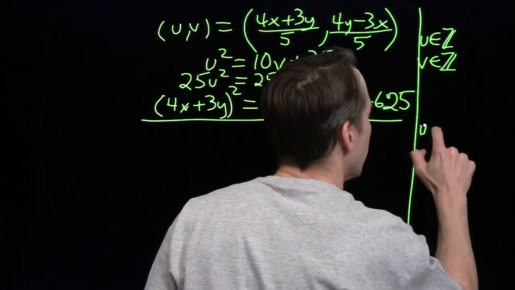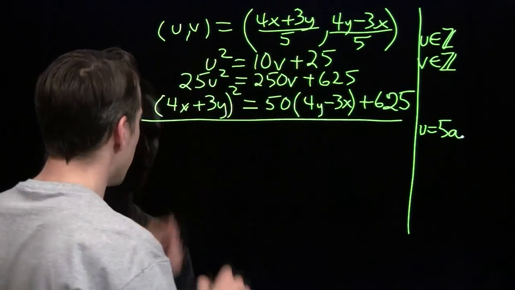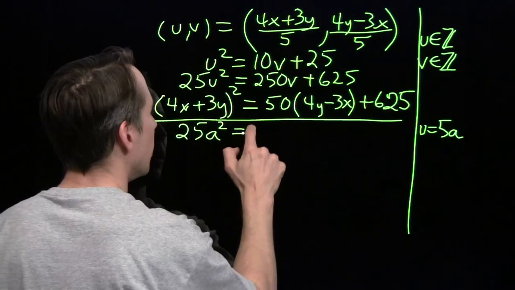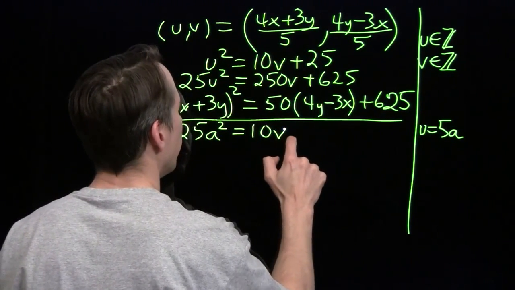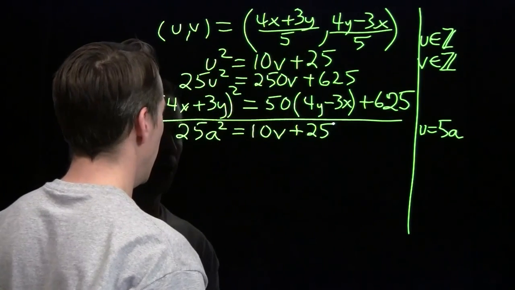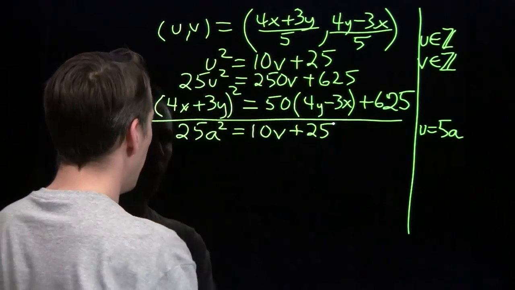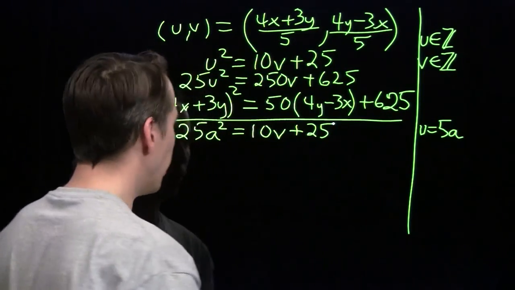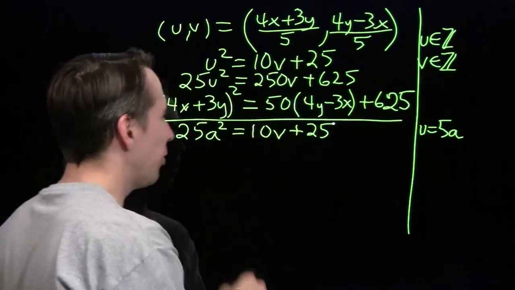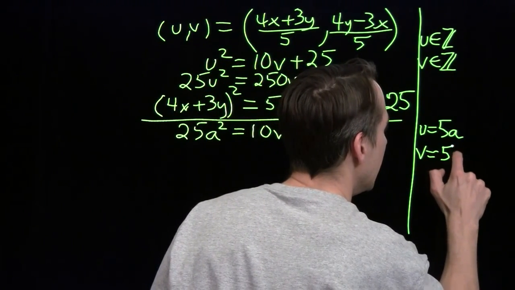I'm going to call u equal to 5 times a for some integer a. I'm going to stick that in here. We're going to get 25a squared equals 10v plus 25. Well, I see where this is going. v is a multiple of 5 as well, because here we got a multiple of 25. Here we've got a multiple of 25. That means this has to be a multiple of 25 as well, so I need another factor of 5 in there. I'm going to drop in a little v equals 5b.